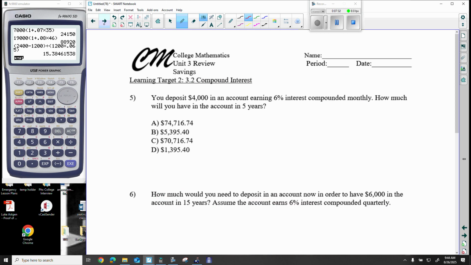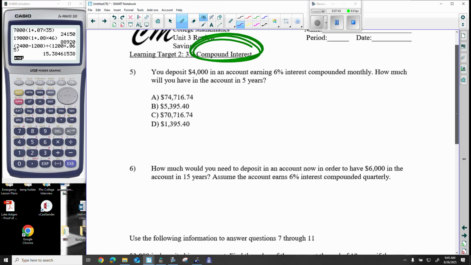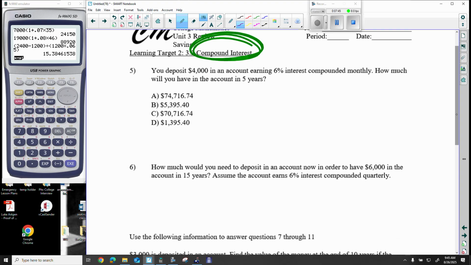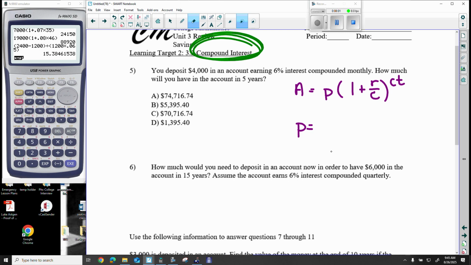Okay, moving on to the second page, note that all of these problems are going to be compound interest. So let me remind you of all of those formulas. We have A, which is P(1 plus R over C) to the CT. We have P, which is A divided by (1 plus R over C) to the CT on the bottom.